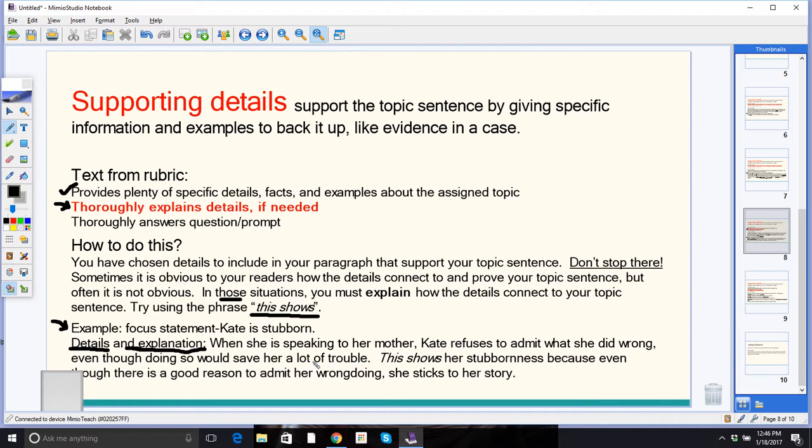So we've read this example, let's analyze it. So this is all about how Kate is stubborn, the second characteristic of Kate that we have identified. And right here, the writer has provided an example to back up that Kate is stubborn, to prove it. And here's the important part. This is where she explains the details. She says, this shows her stubbornness because, and then she explains the connection between this example about when Kate is speaking to her mother and the stubbornness.